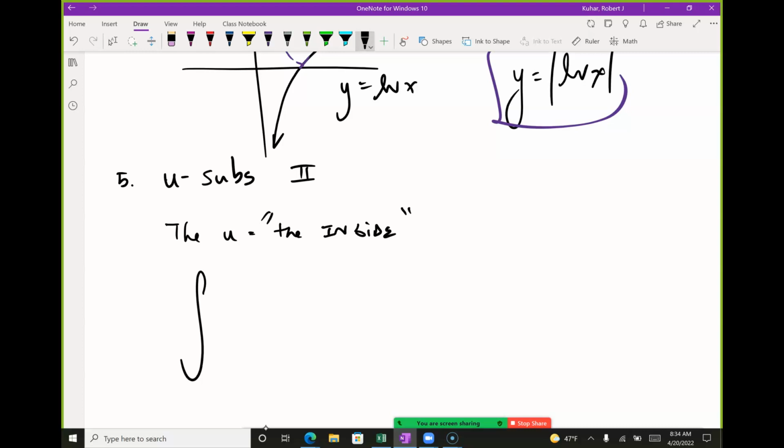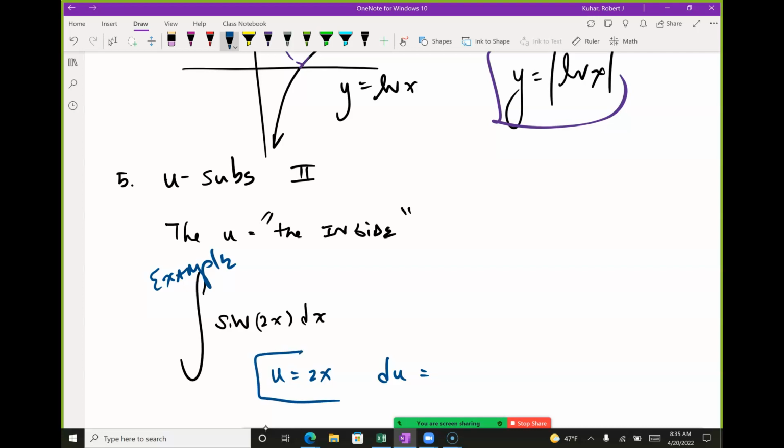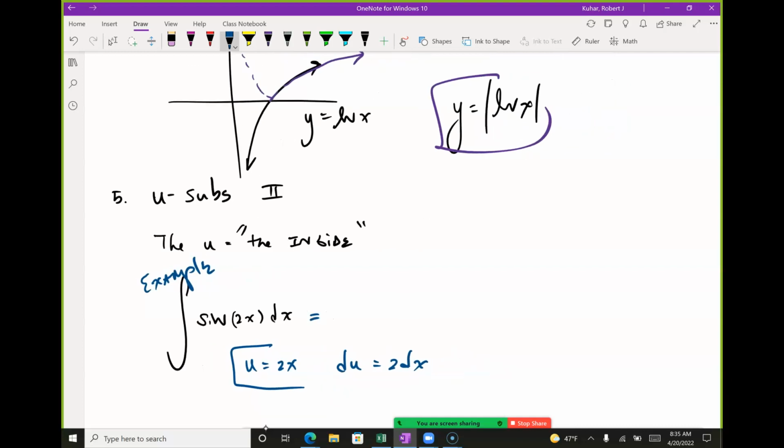So for example, the integral of sine 2x dx, is there an obvious inside? Yes, right? 2x? Yeah, exactly. So there's an obvious inside, so I let u be 2x. And then du is what? Sine? Nope. Only look at u. 2 dx, right? Du is 2 dx. Do I have a 2 dx? Do I have 2 times dx? No, not necessarily. So I have to multiply by 2, which means divide by 2 to cancel it.